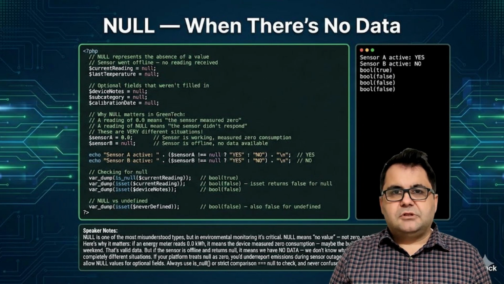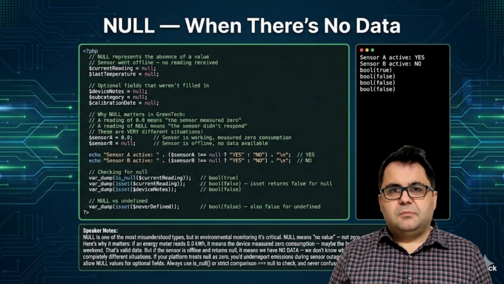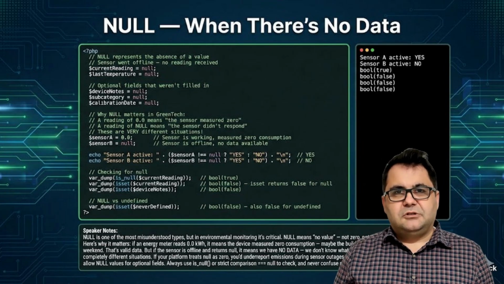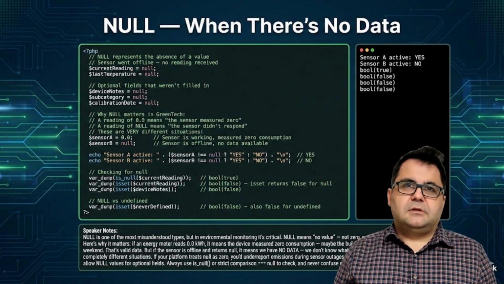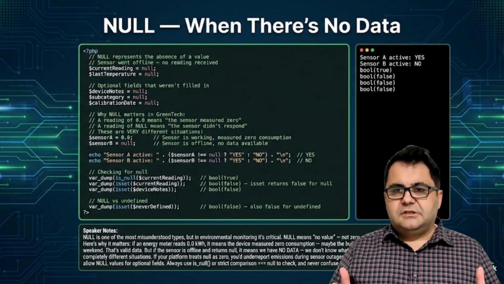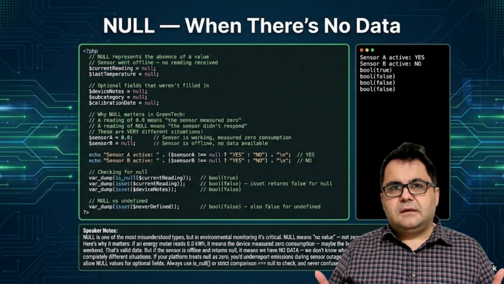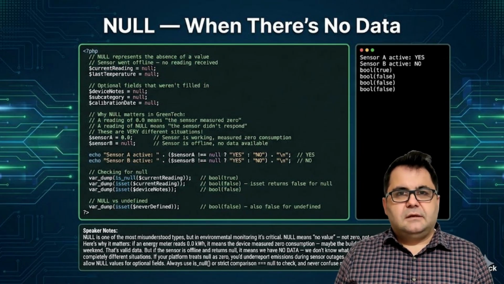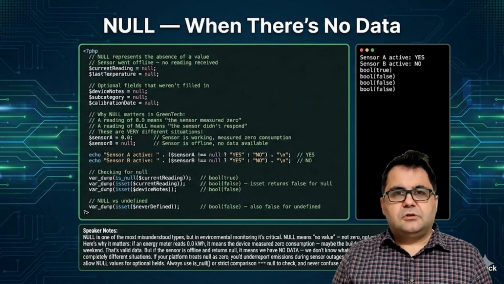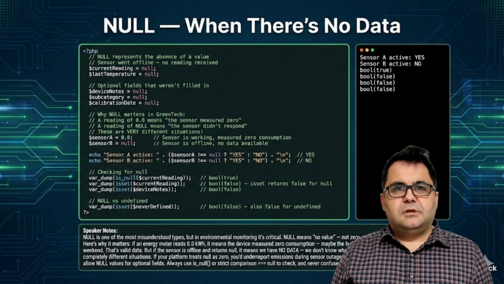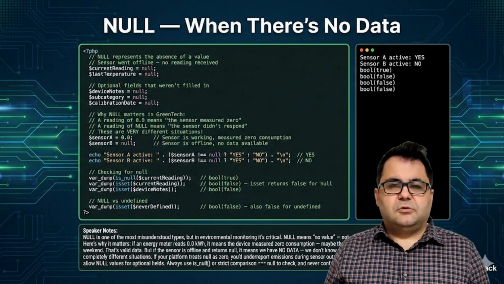Null is one of the most misunderstood types, but in environmental monitoring it's critical. Null means no value, not zero, not empty, just nothing. Here's why it matters. If an energy meter reads 0.0 kilowatt hours, it means the device measured zero consumption. Maybe the building was shut down for the weekend. That's valid data. But if the sensor is offline and returns null, it means we have no data. We don't know what the consumption was. These are completely different situations.